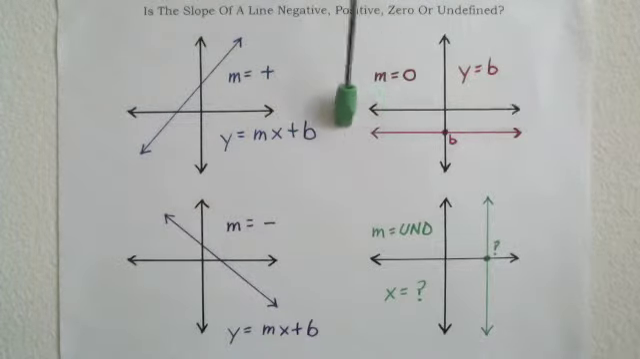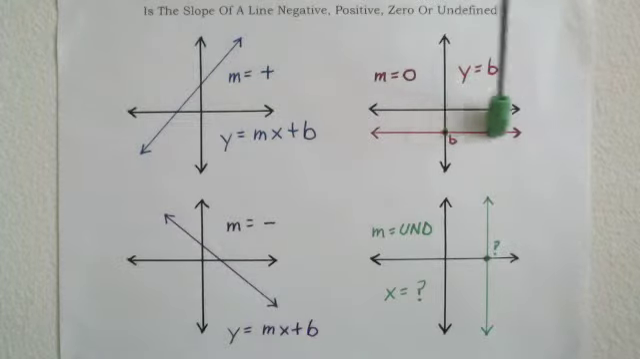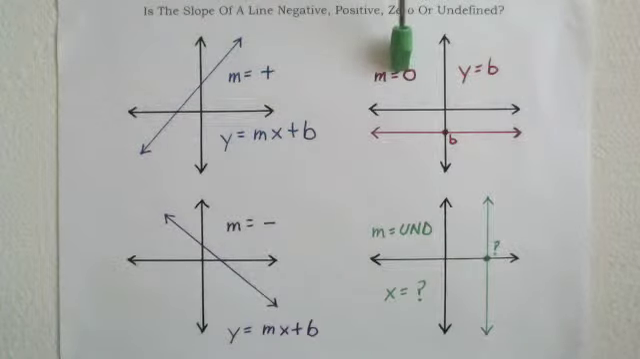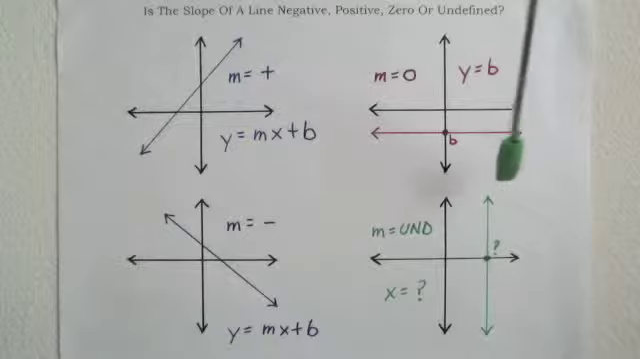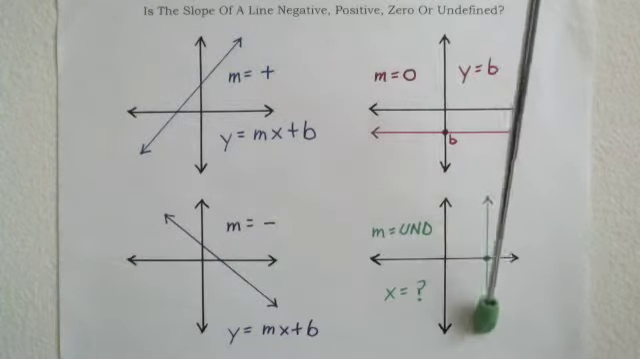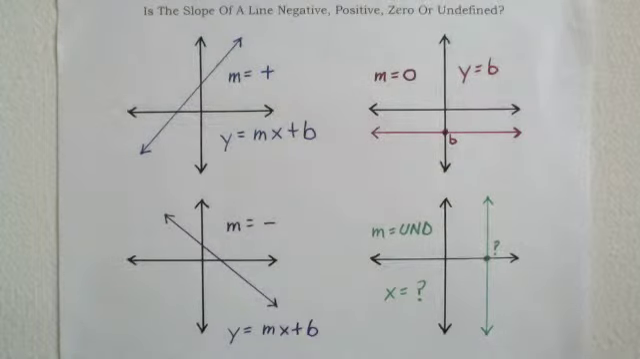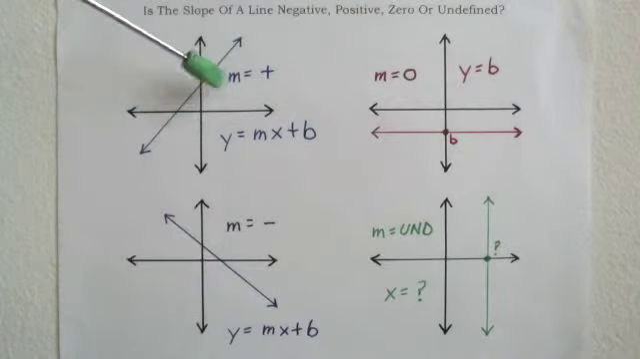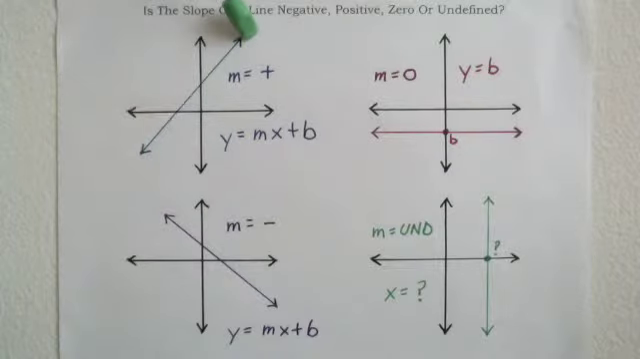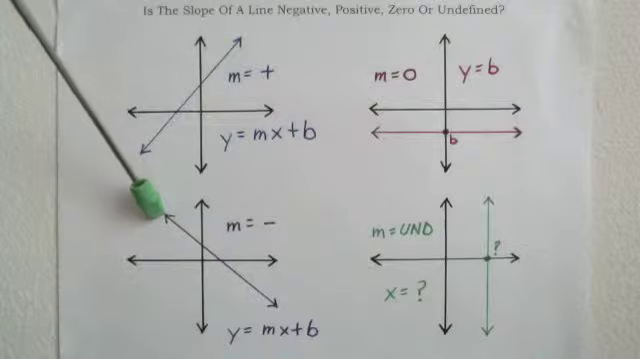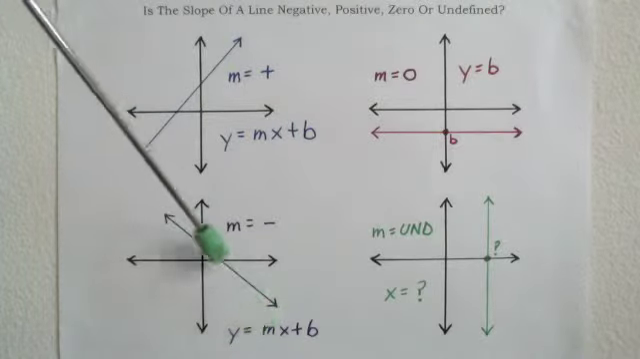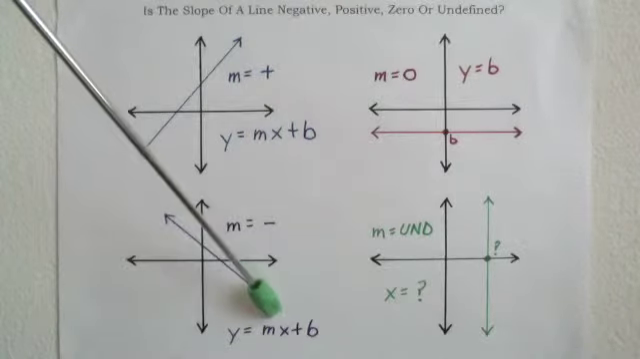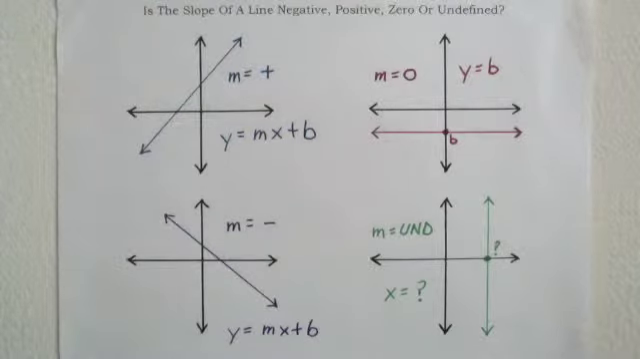All horizontal lines have zero slope, no slope. All vertical lines have an undefined slope. So in these two examples, this line is going uphill as you move from left to right on the line. This line is going downhill as you move from left to right on the line. So you always imagine standing on the far left of the line.